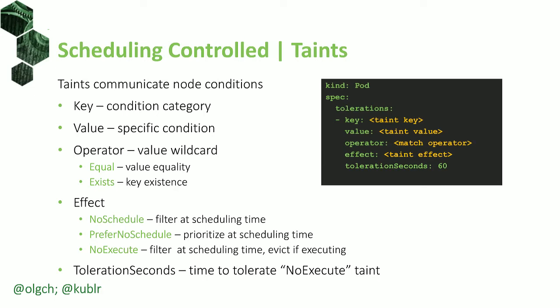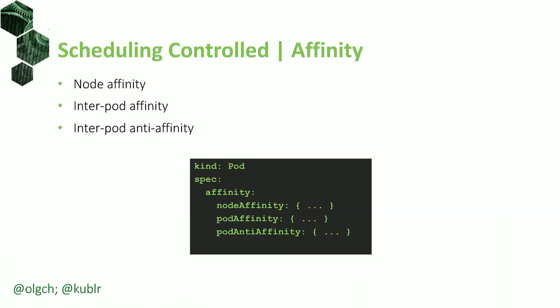So essentially that means that it can work only at scheduling time, but if the node gets tainted after the pod is already scheduled on the node, it will not affect the pod running on the node. And then there is an effect called prefer no schedule. So it means that this toleration acts not as a requirement, but as a preference. You can also specify a time limit for toleration for no execute taints.